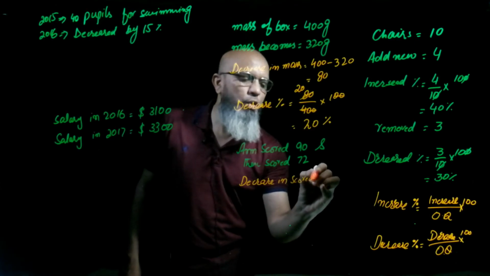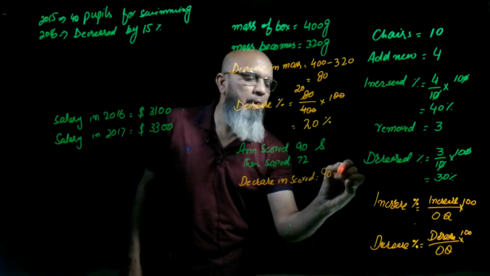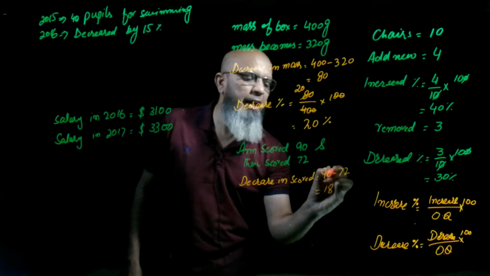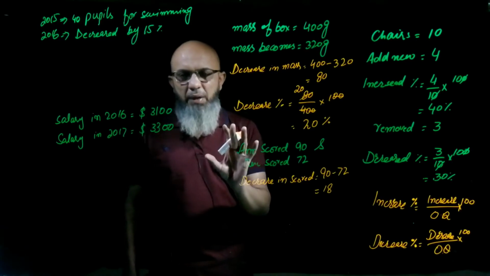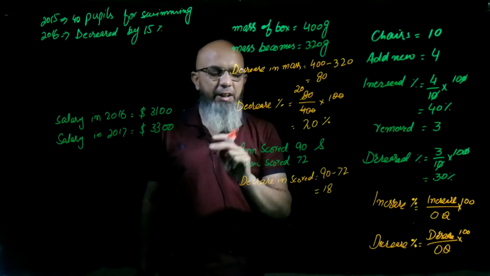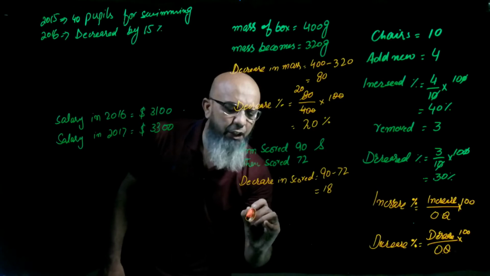How much decrease in score? That is 90 minus 72, it means 18. The decrease in score is 18. So now we are going to find the percentage decrease. So you will write here: decrease percentage.